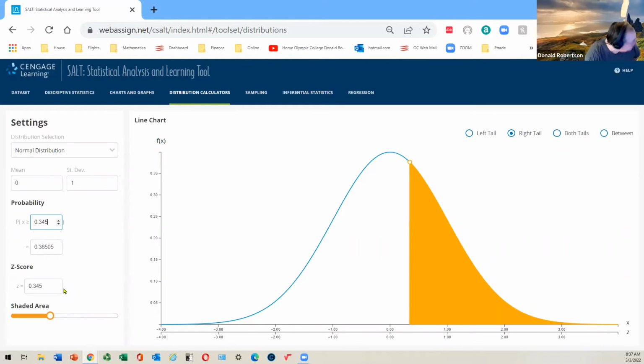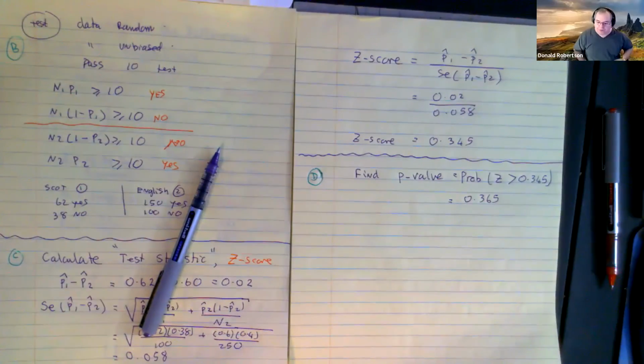0.345? And the answer you get is a p-value of 0.365. And that's us calculated the p-value. Right, pretty easy to do. Calculator really, the software does it all for us.